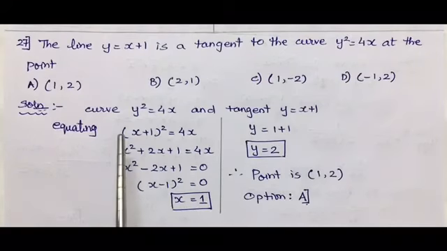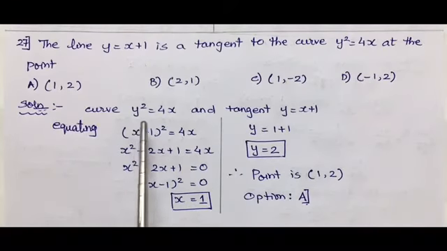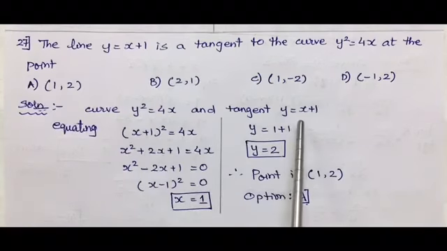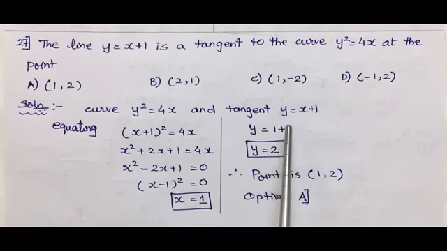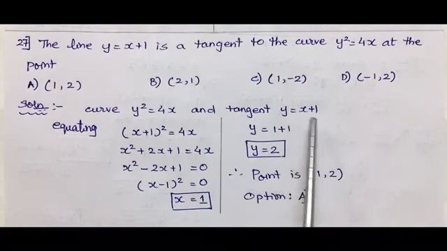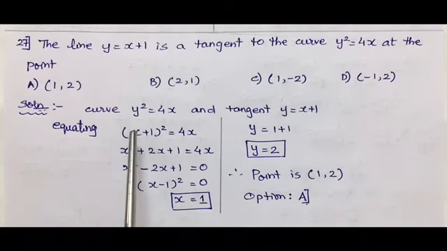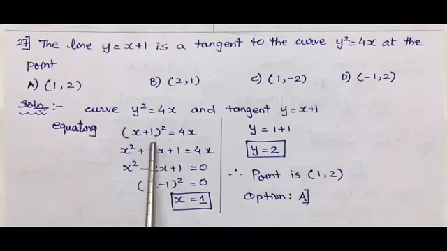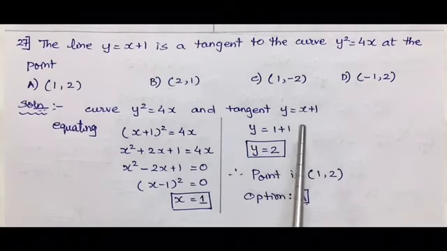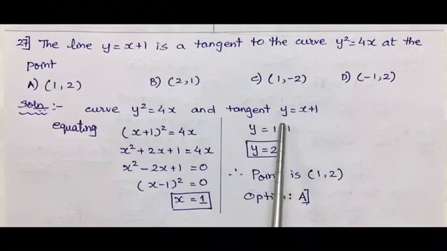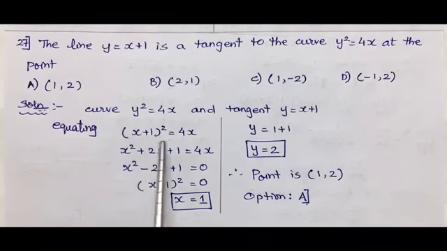So for that, taking up the equation of the curve and putting the equation of the tangent in it. That means y equal to x plus 1, we substitute it in the curve in place of y, so it becomes (x plus 1) whole square equal to 4x. So we are combining both these equations. Solving (x plus 1) whole square, we get x square plus 2x plus 1 equal to 4x. Shifting 4x to the other side, it becomes x square minus 2x plus 1 equal to 0.